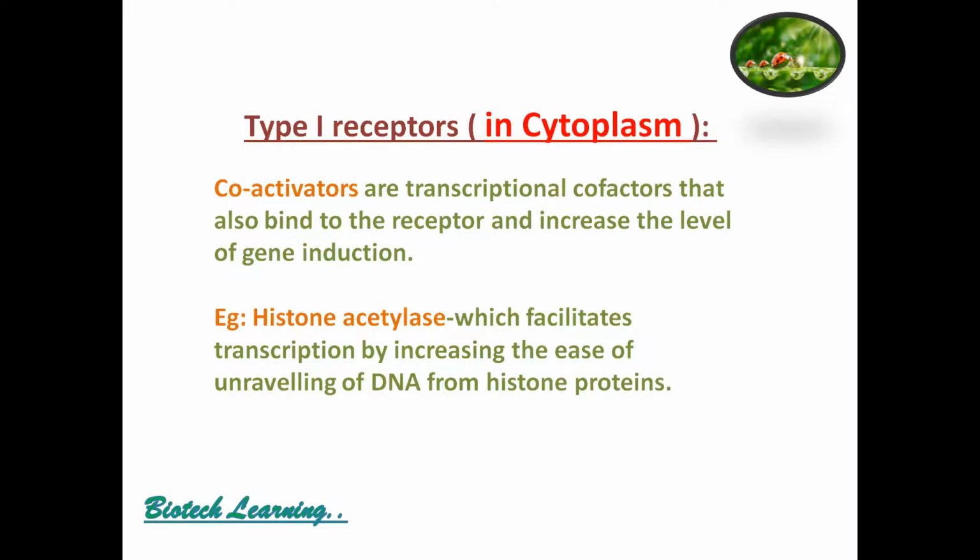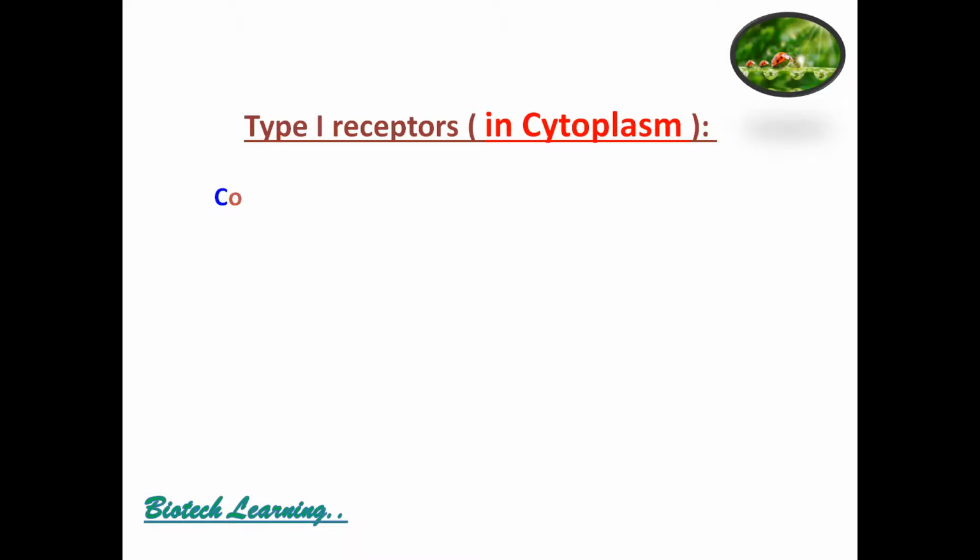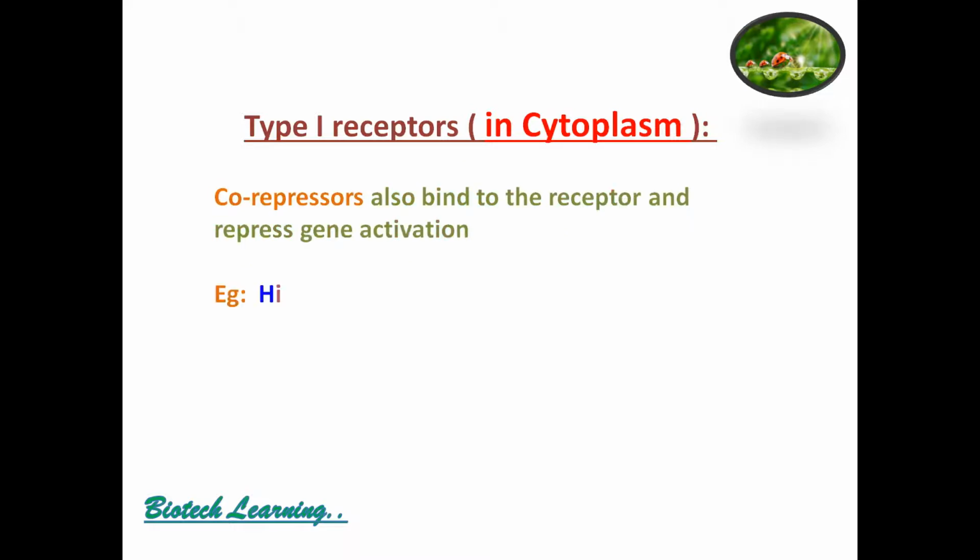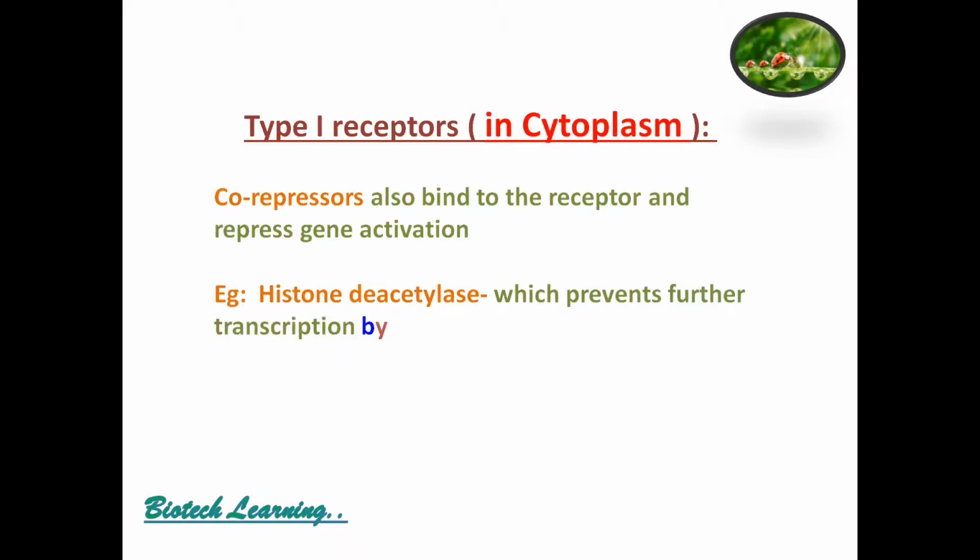Example, histone acetylase, which facilitates the transcription by increasing the ease of unraveling of DNA from histone proteins. Then you also have co-repressors that bind to the receptor and repress gene activation, like histone deacetylase, which prevent further transcription by tightening histone interaction with the DNA. So now we have talked about type 1 receptors present in the cytoplasm and which bind to steroid hormones like sex steroids and corticosteroids.